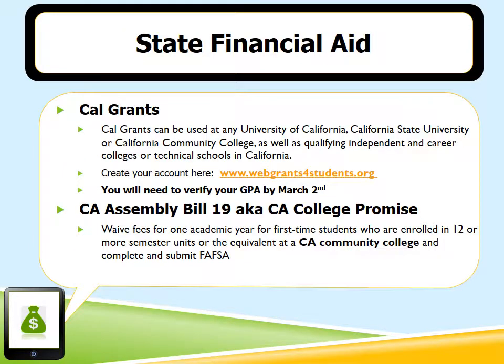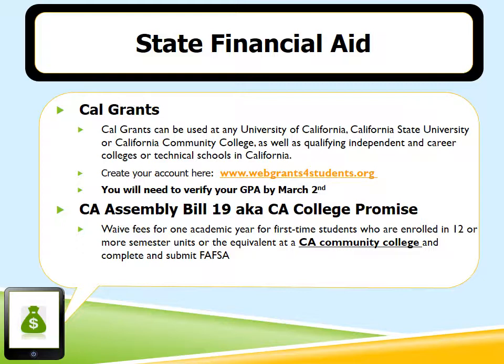State financial aid. In California, we have Cal Grants. Cal Grants can be used at UCs, CSUs, California community colleges, and qualifying independent or career colleges or trade schools. Create your account here at www.webgrantsforstudents.org. You will need to verify your GPA by March 2nd.